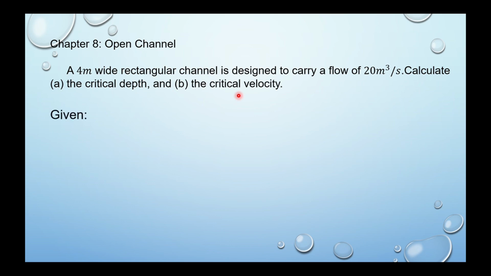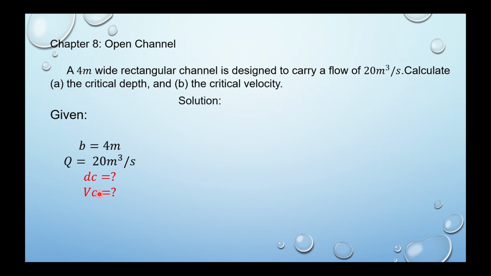So the given in this problem are B, which is the width, equal to 4 meters, and Q, which is the total flow, equal to 20 cubic meters per second. So find the critical depth and the critical velocity.